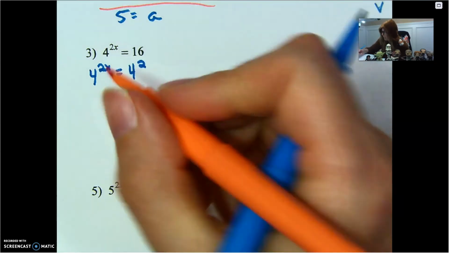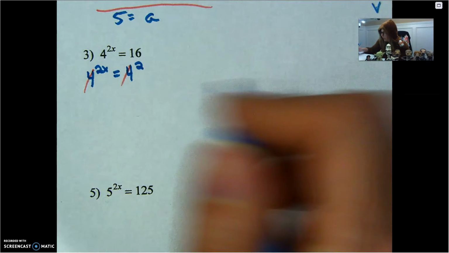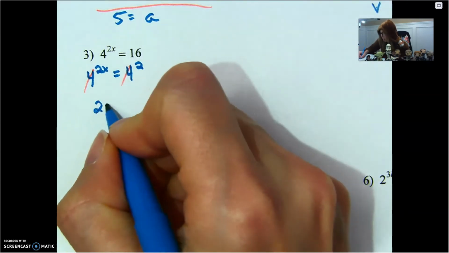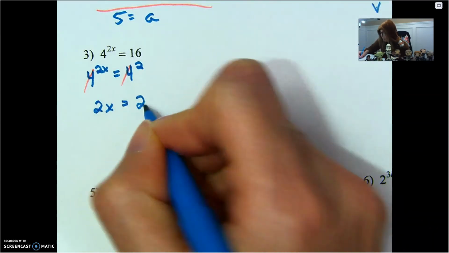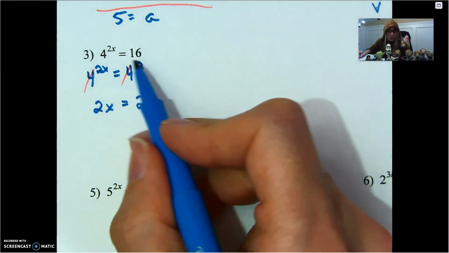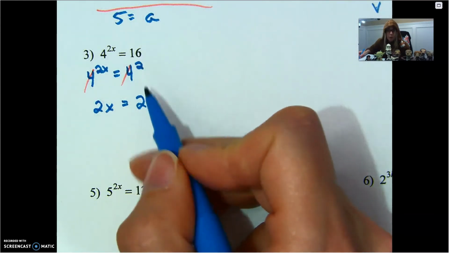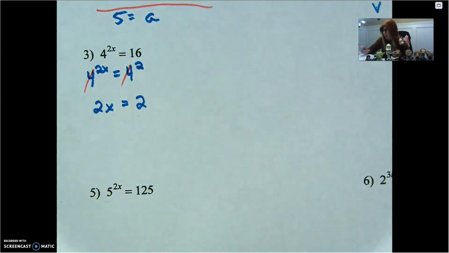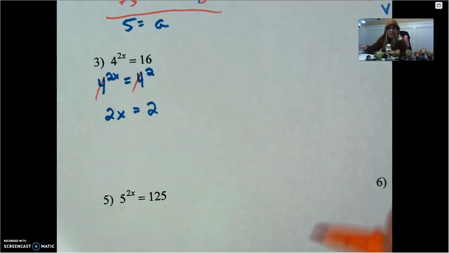Now that your bases are the same, you can ignore them and focus on the powers. So we have 2x equals 2, right? If we didn't do that change right here on the 16, we wouldn't have known what to put this equal to. All right, so the algebra on this one, not so bad.